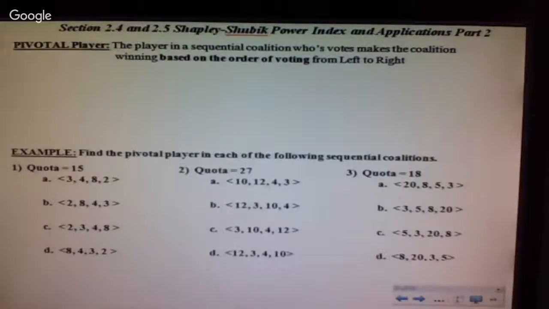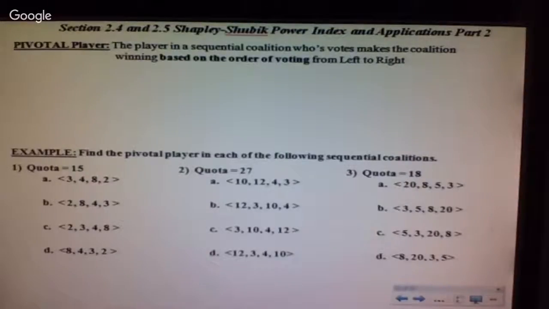Okay, so Banzhaf had critical players. The players that were taken out, they would make you lose. Pivotal players are part of Shapley-Shubik. A pivotal player is the player in a sequential coalition whose vote makes the coalition win based on the order of voting. This is why the order matters.